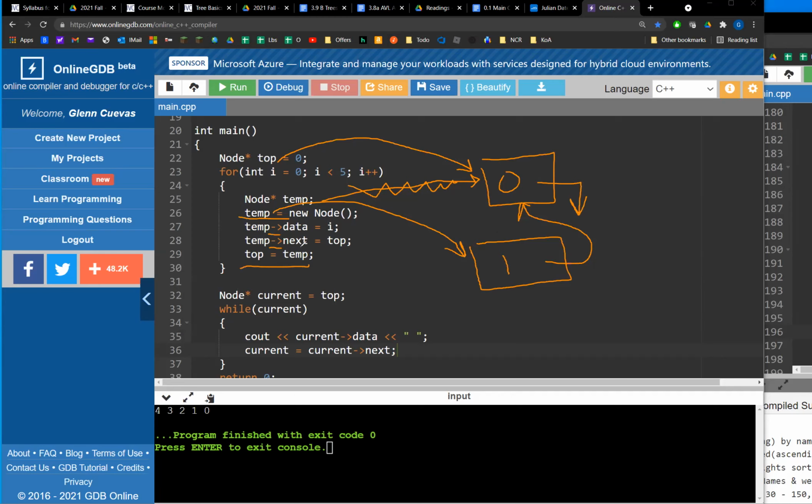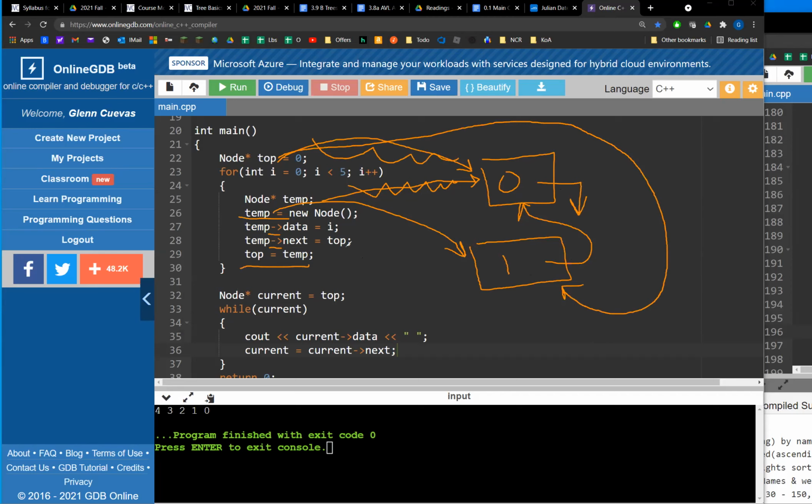And then we said temp next equals top. Top is the 0 box. We have our temp pointer pointing to this box, and it navigates into our next pointer, and that points to our 0 box. Yeah, it's a head pointer. So then 29 evaluates again. Top is no longer pointing to our 0 box, and instead it's pointing to our 1 box.